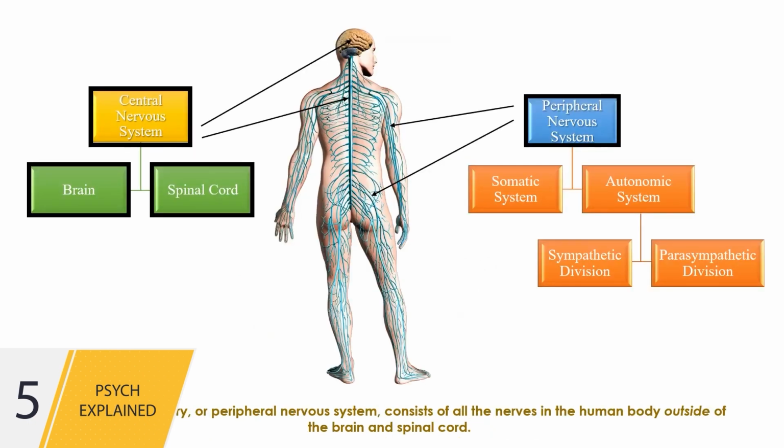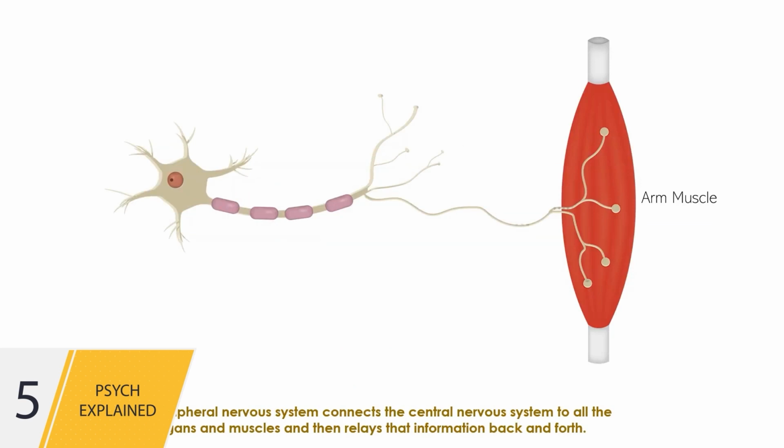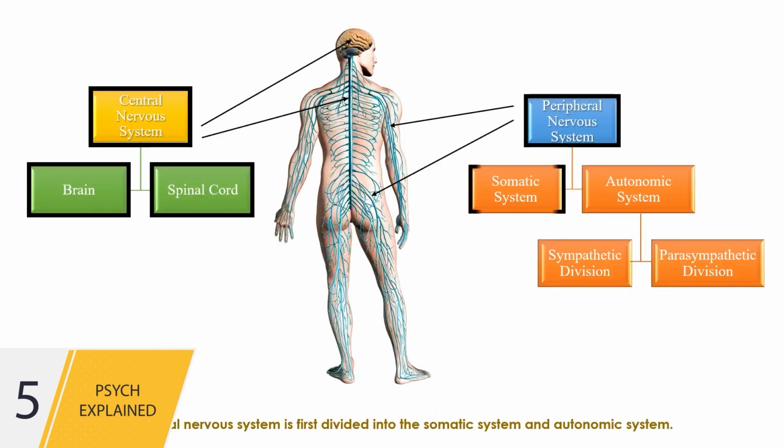The second category, or peripheral nervous system, consists of all the nerves in the human body outside of the brain and spinal cord. The peripheral nervous system connects the central nervous system to all the organs and muscles and then relays that information back and forth. The peripheral nervous system is first divided into the somatic system and autonomic system.